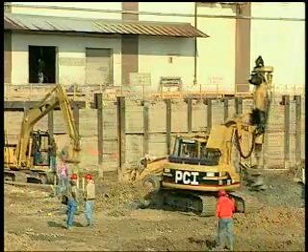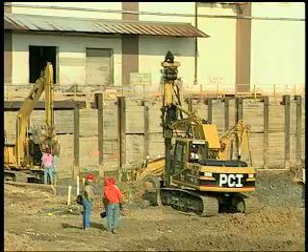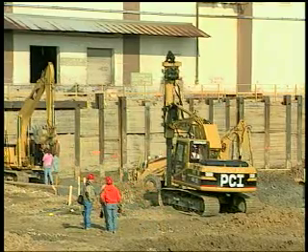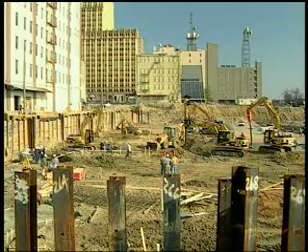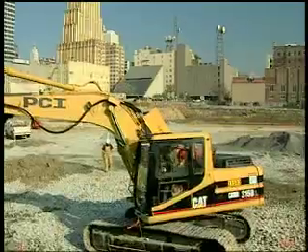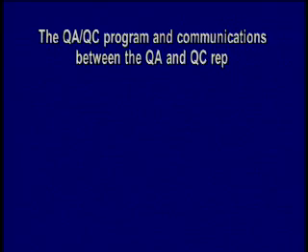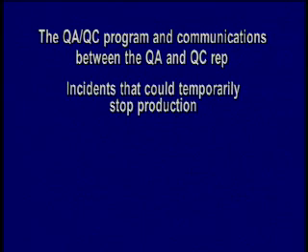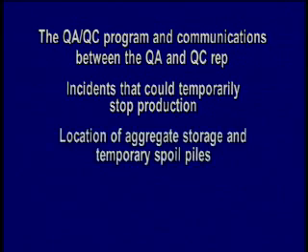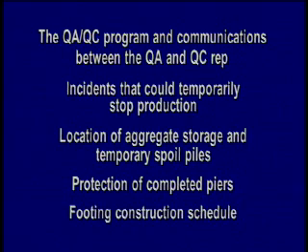A pre-Geopier construction conference should be held when the Geopier installer arrives at the site. The meeting should include the general contractor, the geotechnical firm of record with their quality assurance representative, and the licensed Geopier installer, including his quality control representative. Subjects that should be discussed include the QA/QC program and communications between the QA rep and the QC rep, incidents that may occur that could temporarily stop production, location of aggregate storage and location of temporary spoil piles, protection of completed piers, footing construction schedule.